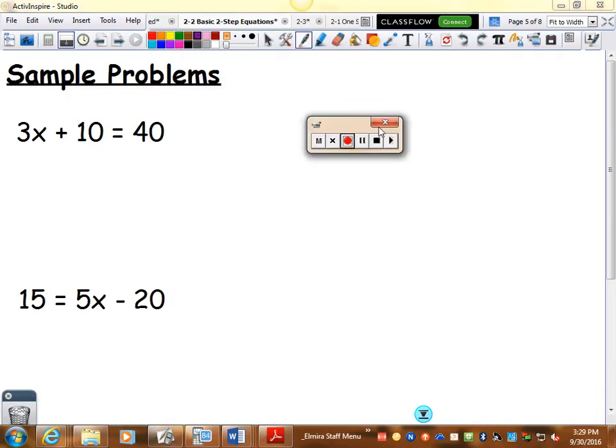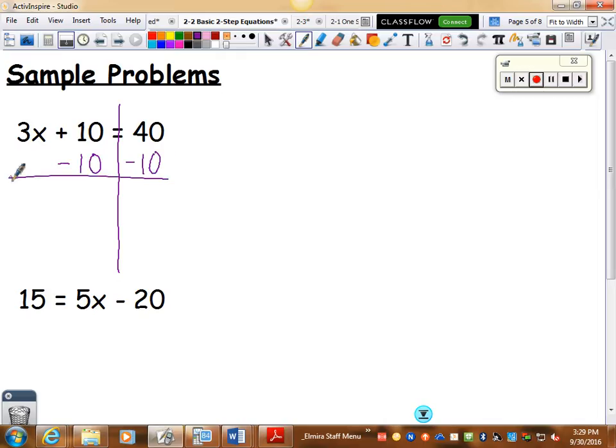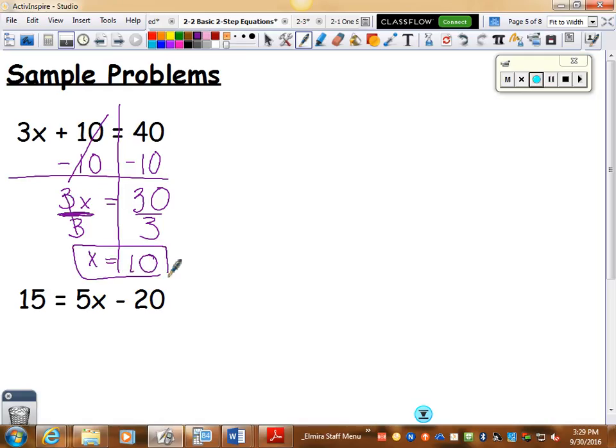Let's do a couple more of these problems. 3x plus 10 equals 40. So here's my dividing line. Okay, subtract 10. Why did I subtract 10 first? Because that's the first step. I always go for the number being added or subtracted, or for the constant. Okay, so that cancels and the 3x comes down. 40 minus 10 is 30. Then divide both sides by 3. Why did I divide? Because 3 next to the x means multiply. So x equals 10.